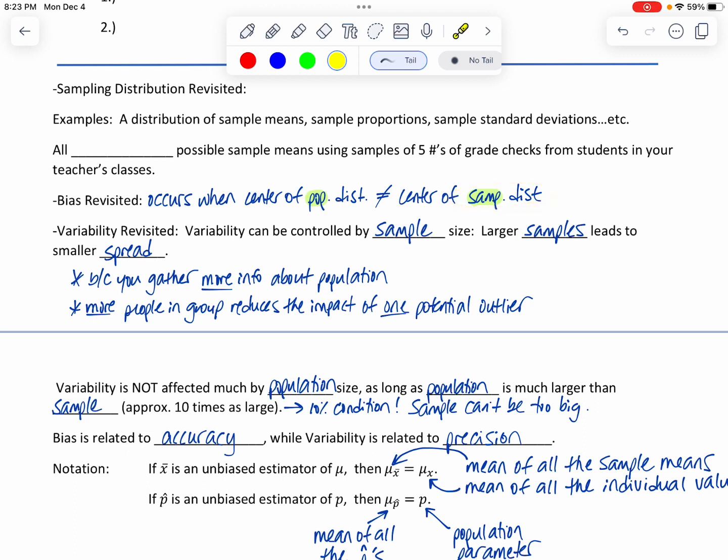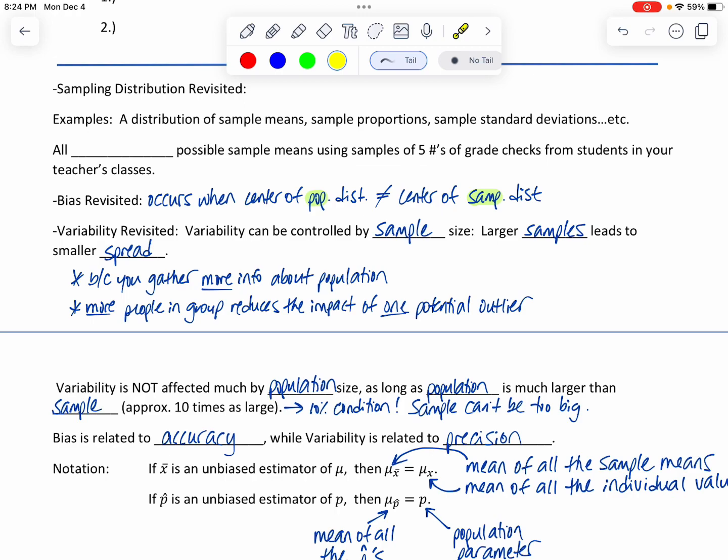Variability. You can control that by your sample size. Larger samples leads to smaller spread. I have 2 things that I want you to write down here. You gather more info about your population, which gives you more accuracy, which gives you less spread. Your data is going to be less spread out when you average more and more and more people into your sample. More people in the group reduces the impact of one potential outlier.